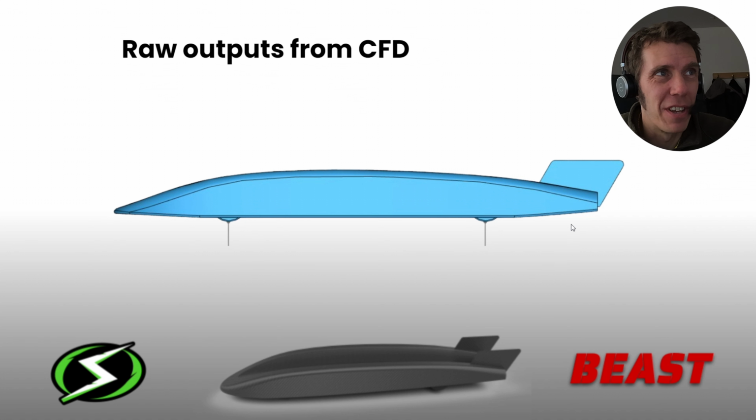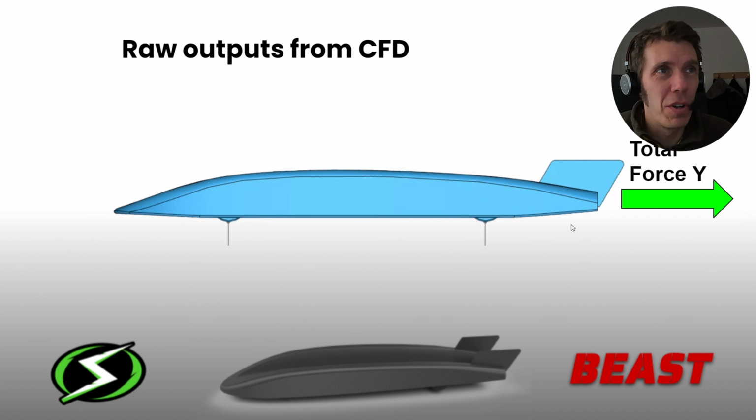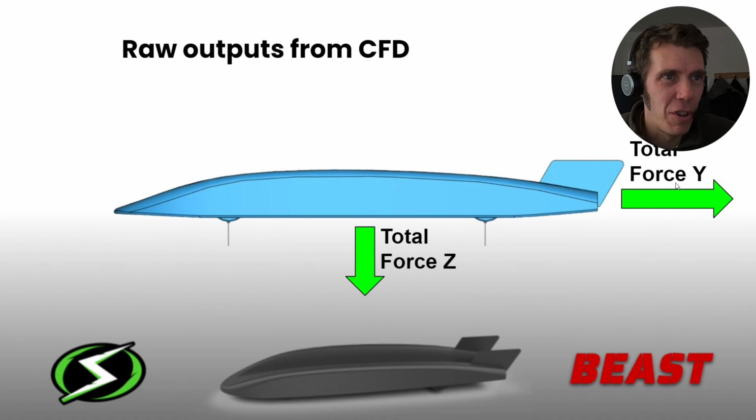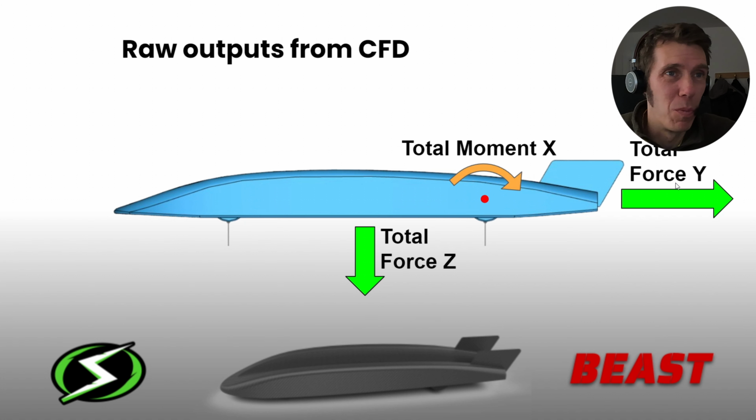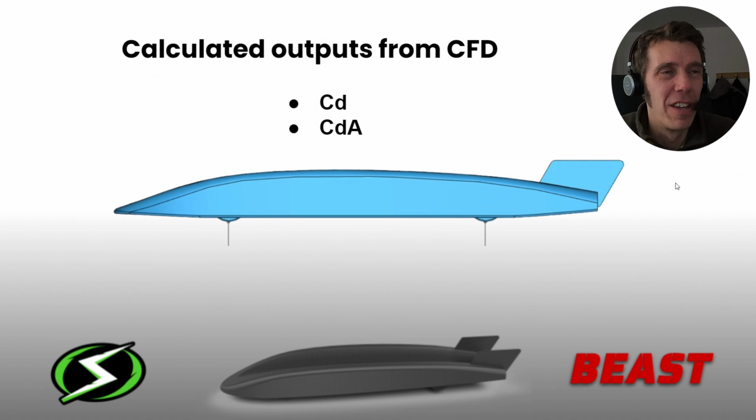Bit of a background into how I'm going to take the outputs from the CFD analysis. One of the raw outputs that I take out of it is this total force Y, and that is effectively the drag force that's generated in the run. It also gives a total downward force and a total moment, which is basically the turning force around the rear axle.